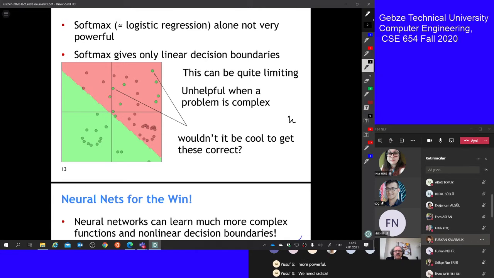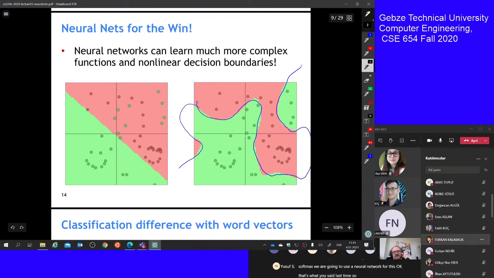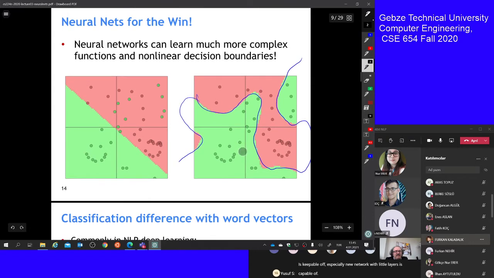So we are going to use, other than softmax, a neural network for this. That's what we said last time. A neural network, especially one with hidden layers, is capable of classifying my samples in this format. It doesn't have to be a linear classification. In fact, I will start playing with that tool right now.